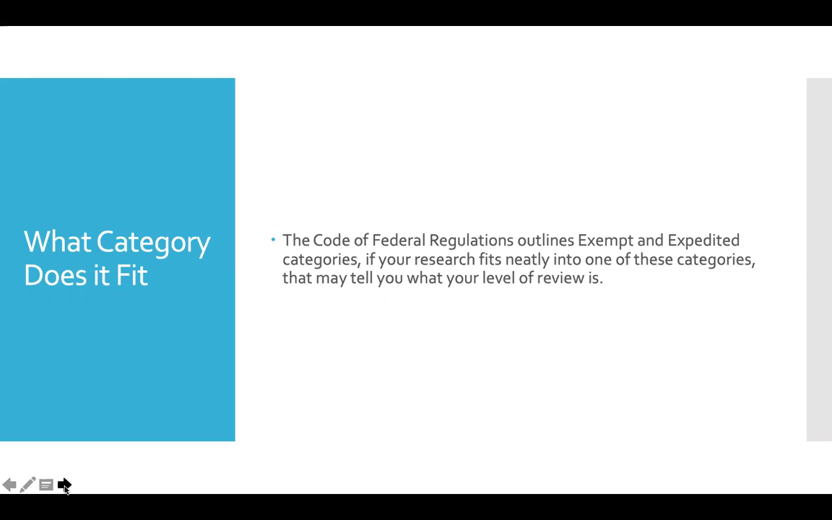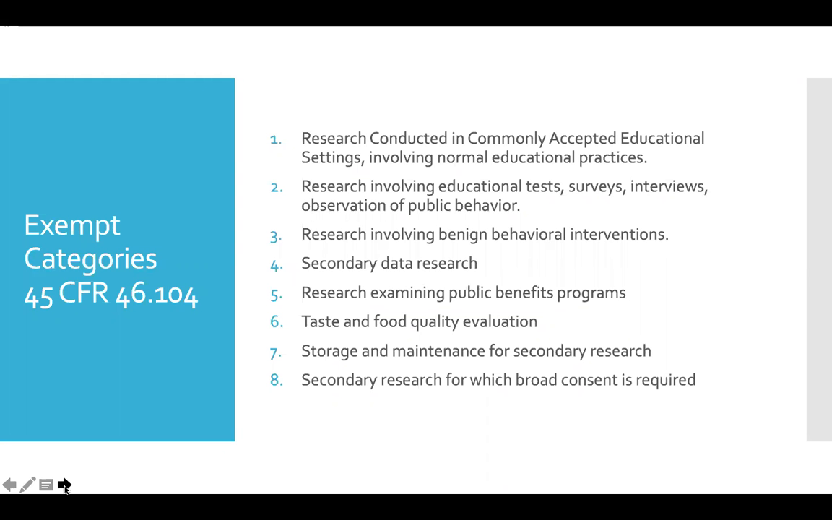First of all, we'll look at the exempt and expedited categories. The Code of Federal Regulations outlines these in detail. And if your research fits into one of these categories, this can tell you what level of review it is. Here are the exempt categories in brief. I encourage you to go to 45 CFR 46.104 and look at each of these categories in greater detail, because there is more explanation and there are some caveats.